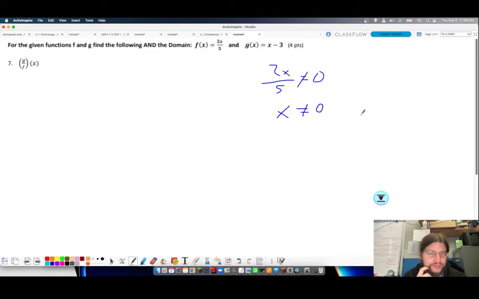Good. It says find the domain. So this is for the domain. I did that first. Now for g over f, you just literally do g divided by f. I did divided by because it's a fraction. How do we divide by a fraction?